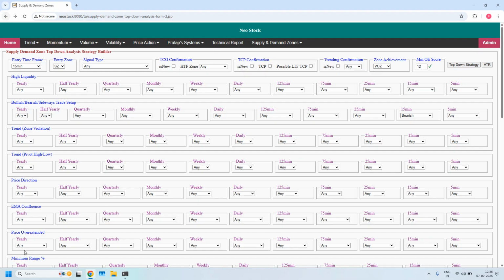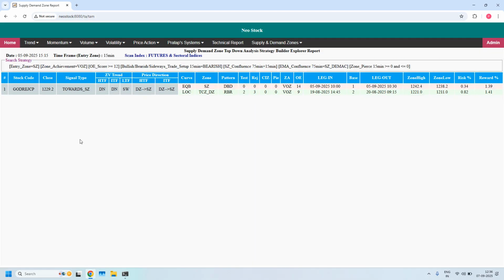Let's further filter based on EMA confluence at 75 minutes supply zone. 75 minutes supply zone with daily EMA confluence. We got one stock. So this 15-minute supply zone might be having more high probability to get success, provided lesson 20 checklist items are satisfied. Otherwise, there are higher chances of zone violation.